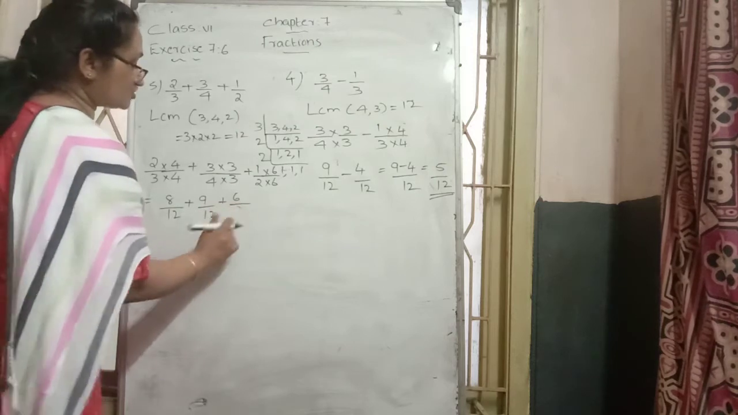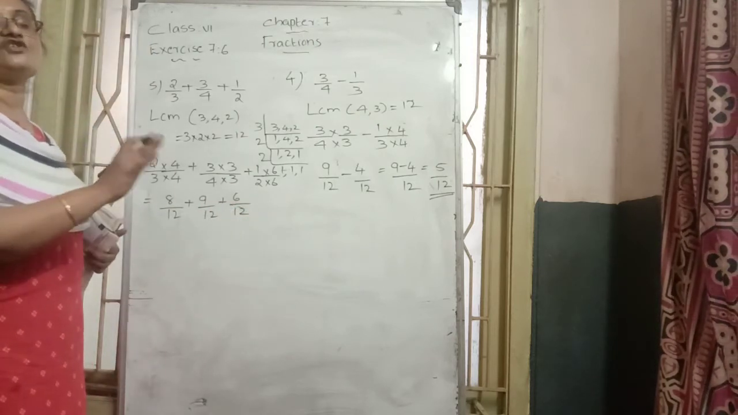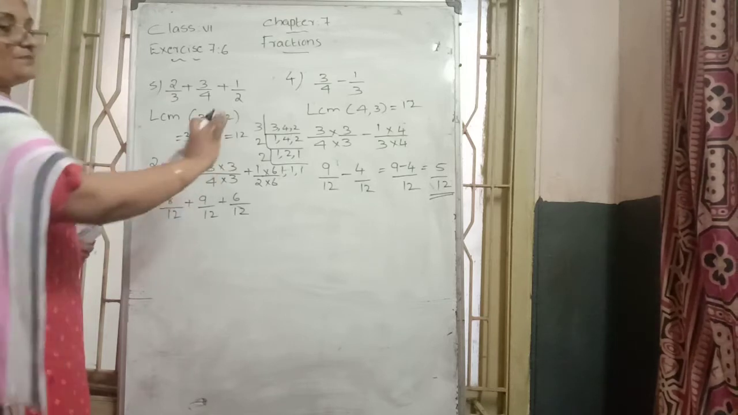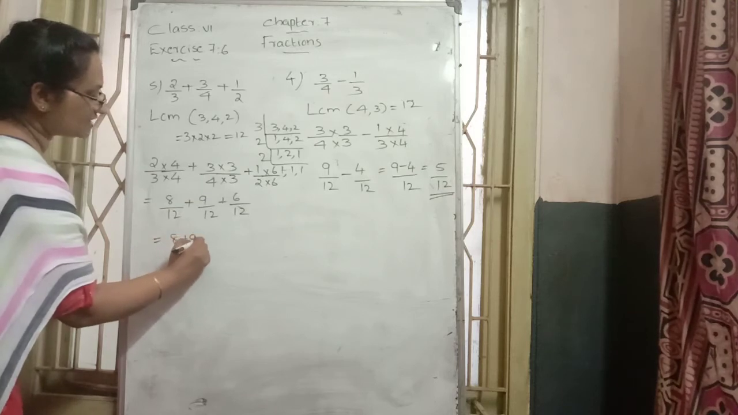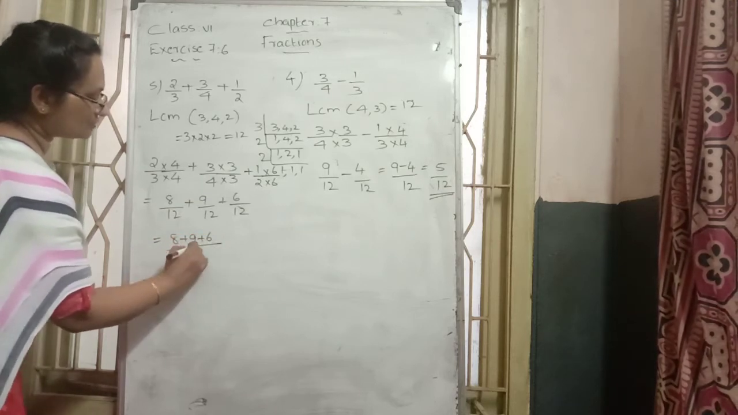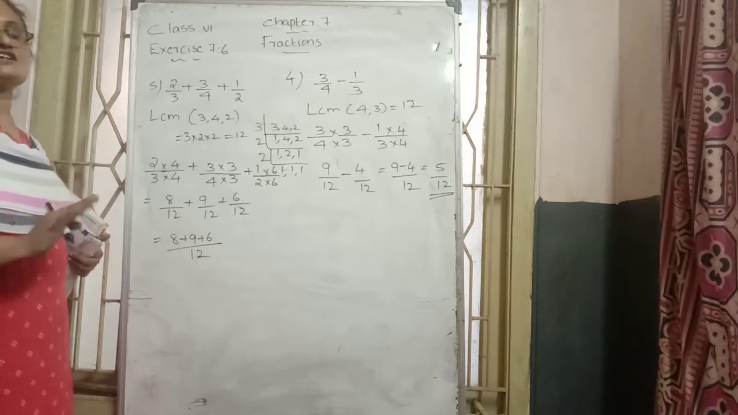Sorry, 2 6s are 12. So see, all the denominators are the same, denominator 12. The numerator part you just write, and the numerators are 8 plus 9 plus 6, and the same denominator you write one time on the denominator.